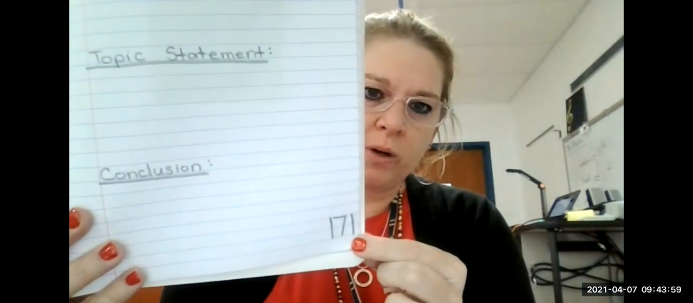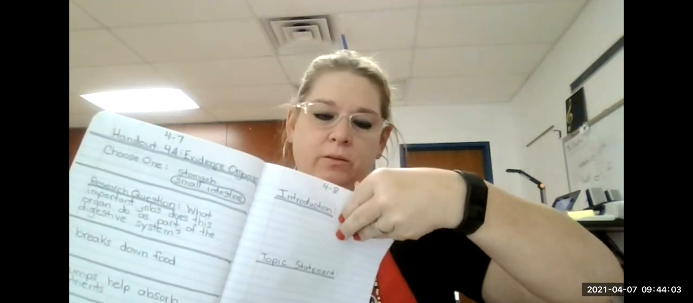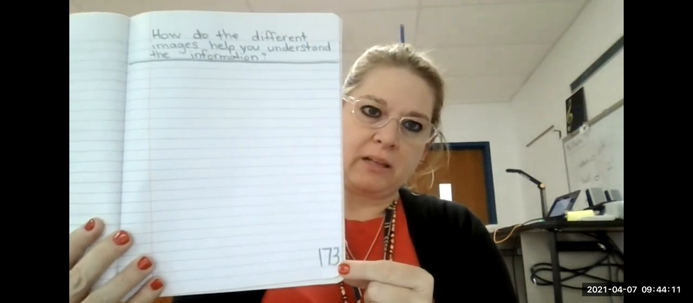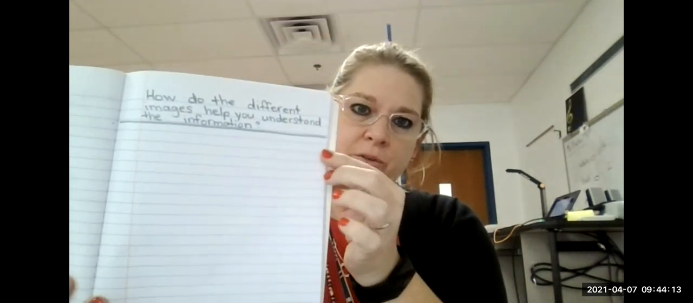Okay, so in your journal today, we are going to do 3 pages, but we're skipping the first 2. So you're going to skip page 171 for right now. Just leave page 171 blank for now. You're going to skip page 172 for now. And I need you to go to page 173. And this is where you are going to answer that question.